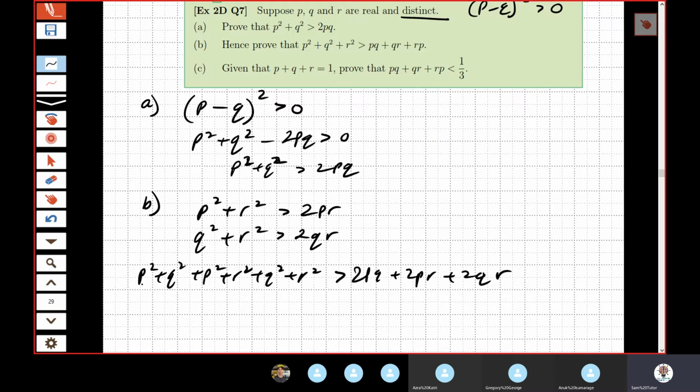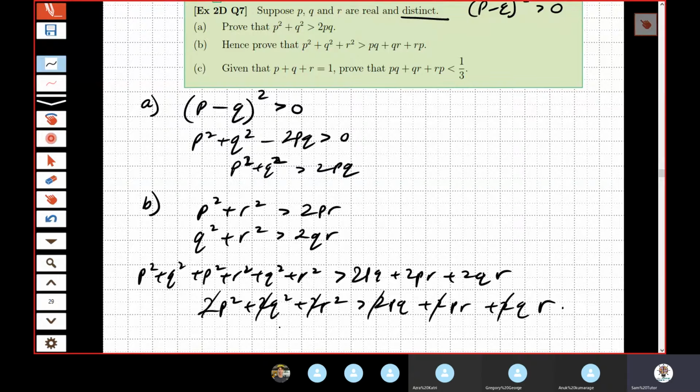On the left-hand side, you will get P squared, 2P squared, 2Q squared, and 2R squared. And some of you might see I pretty much have the result. I've got an extra 2 everywhere. You just cross them out, and you're done. P squared plus Q squared plus R squared is greater than or equal to PQ plus PR plus QR.